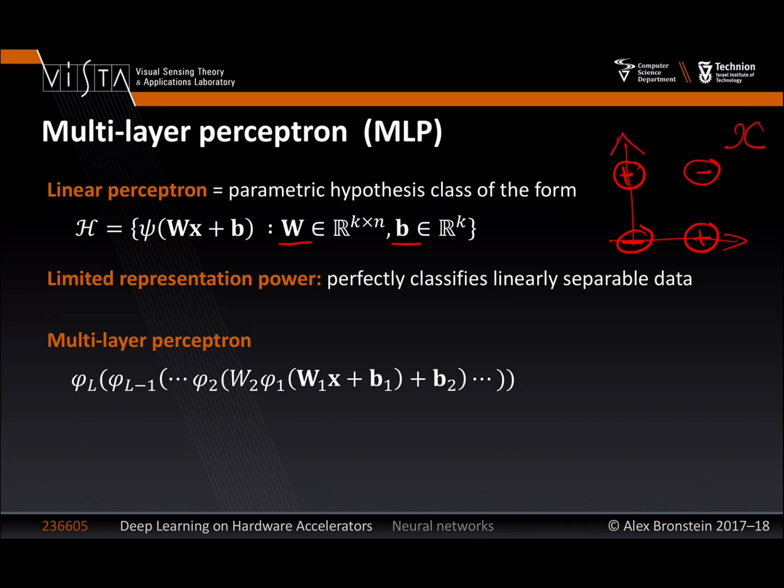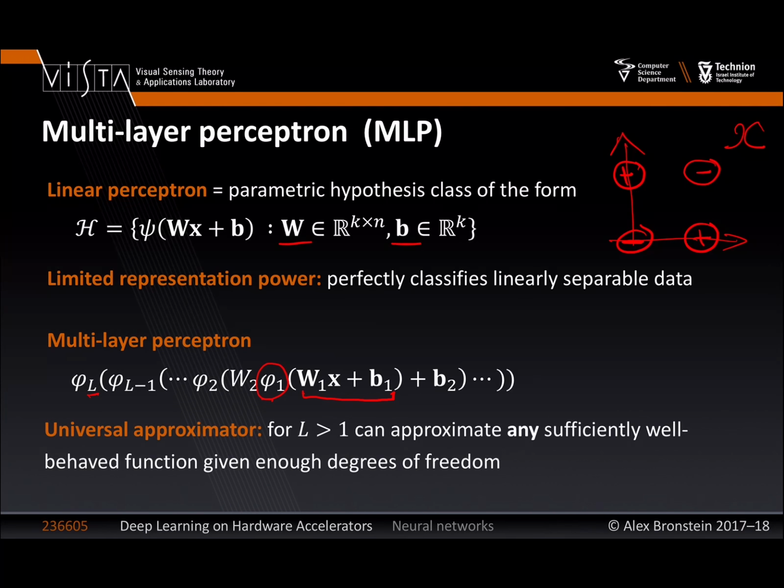Basically, I'm going to take my linear hypothesis, apply some nonlinear function, produce an output, and then repeat this process again and again, several times. So I will then transform it linearly again by some other linear transformation, and then apply again some nonlinearity. And I will do so L times.